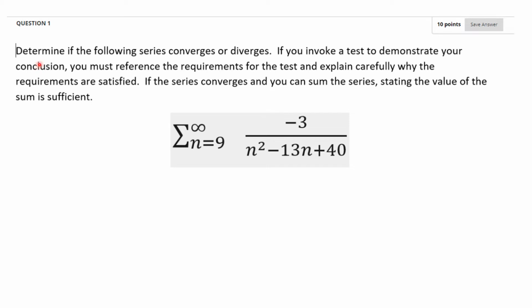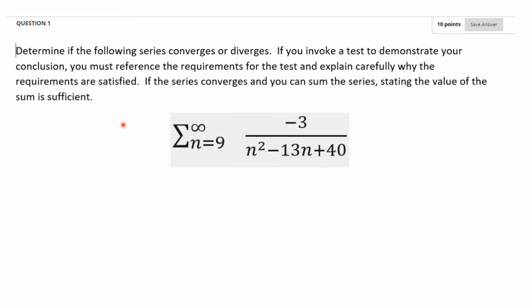Question number 1 said, determine if the following series converges or diverges. If you invoke a test to demonstrate your conclusion, you must reference the requirements for the test and explain carefully why the requirements are satisfied. If the series converges and you can sum the series, stating the value of that is sufficient.